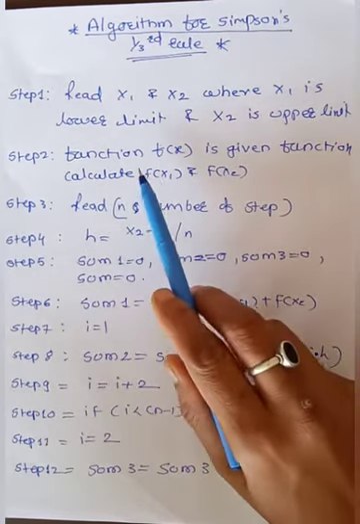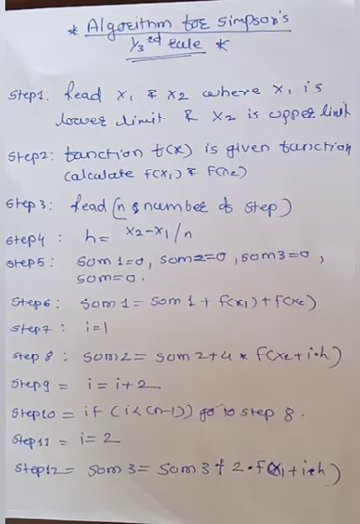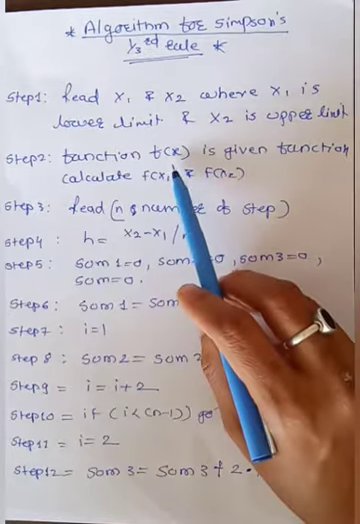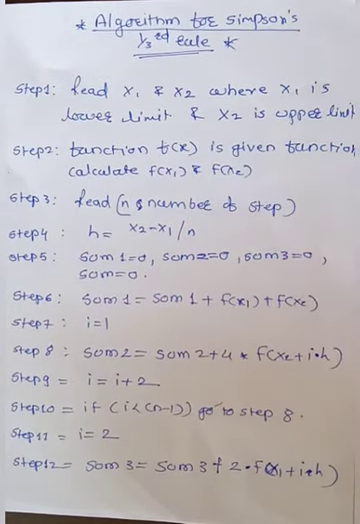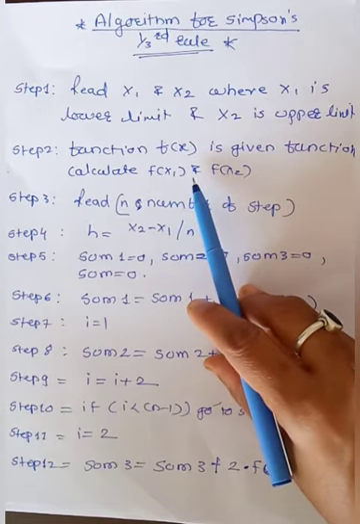Now in step 2, f of x is the given function, calculate f of x1 and f of x2. For the function f of x, we have to put the values of the lower limit and upper limit, and calculate the values for x1 and x2, that is f of x1 and f of x2.